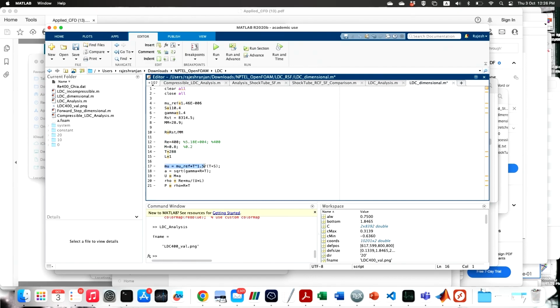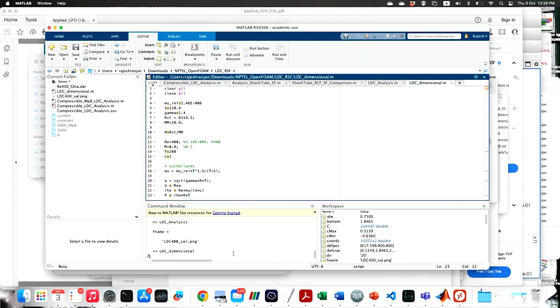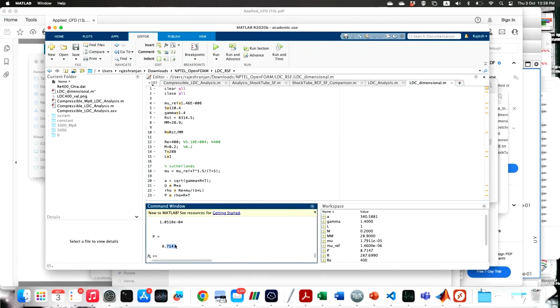We calculated mu using the Sutherland's law. Now, you get the speed of sound, and then we get the velocity, then density, and then the pressure. If you run it, this is at Mach number 0.8. You can do it for 0.2 also, if you just change the Mach number, and you will get the new values. For example, the velocity is 68, rho is 1.05, P is 8.7147.